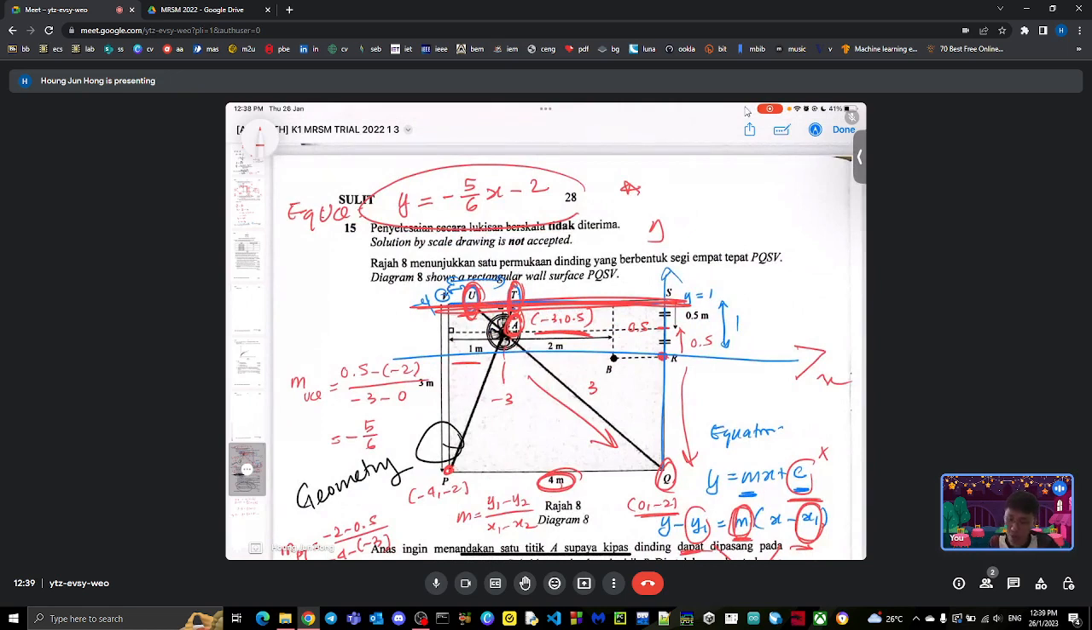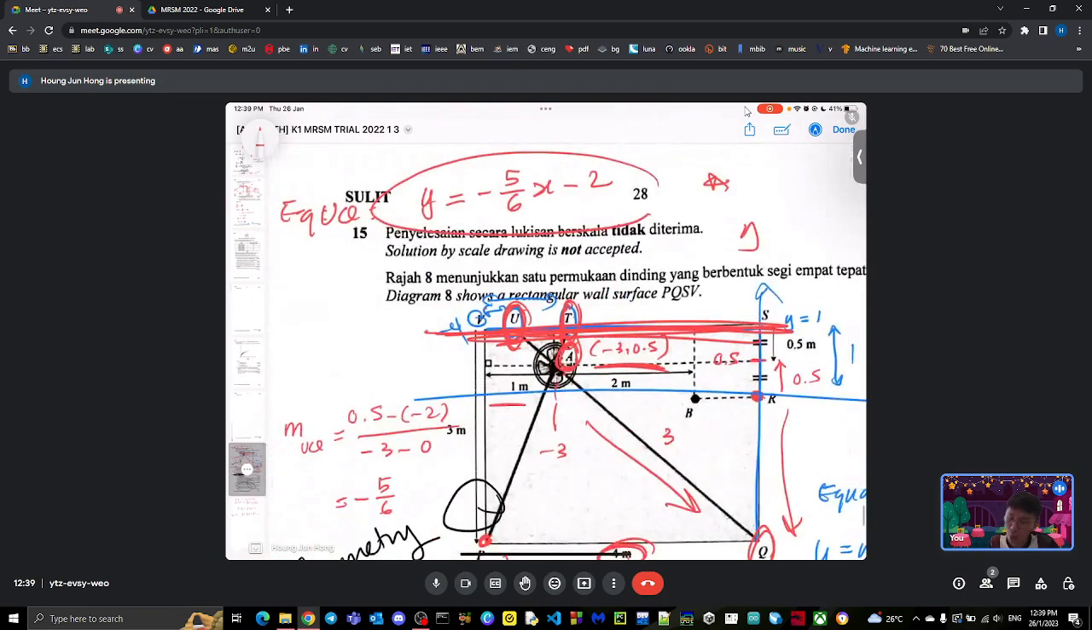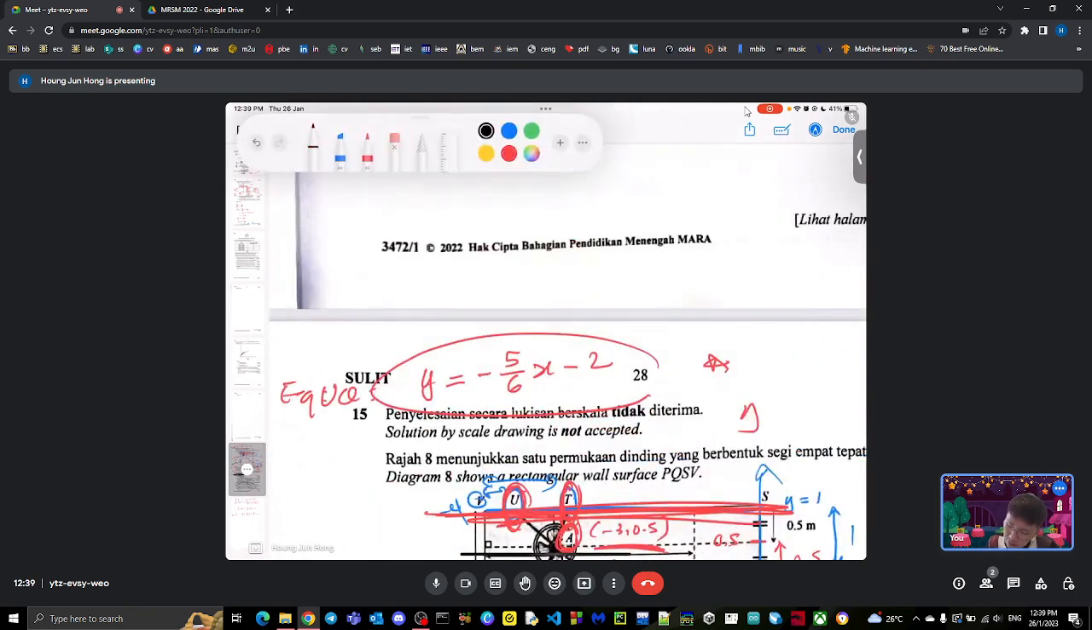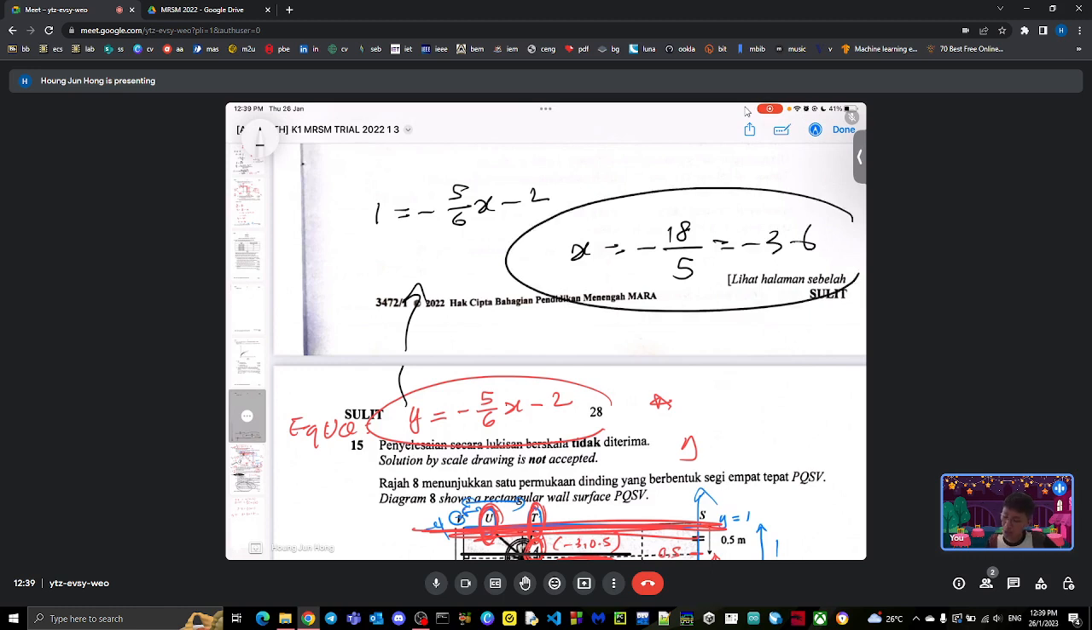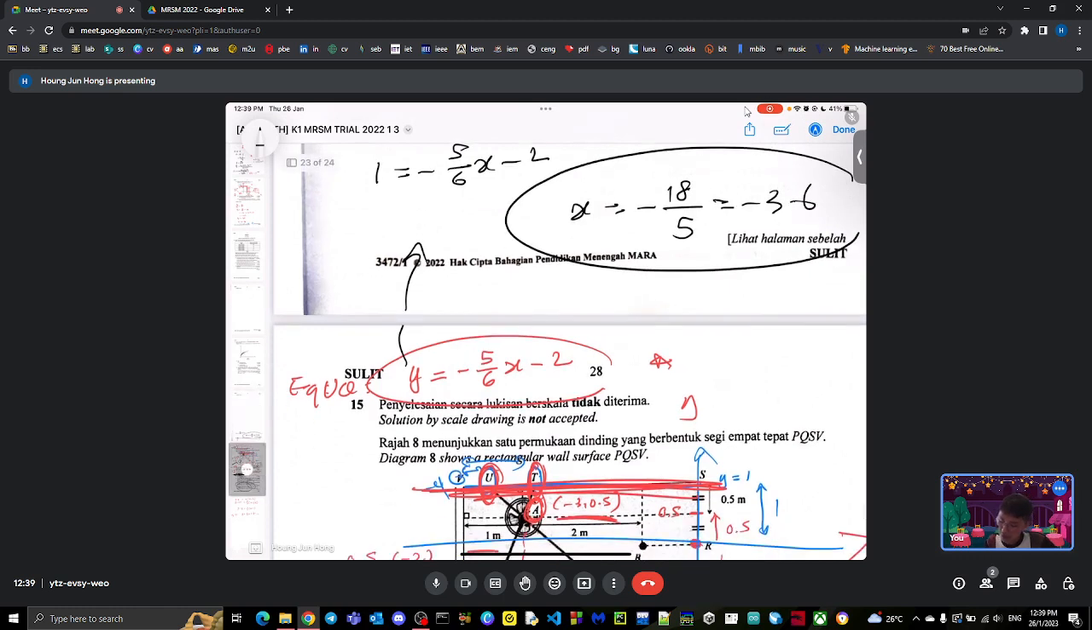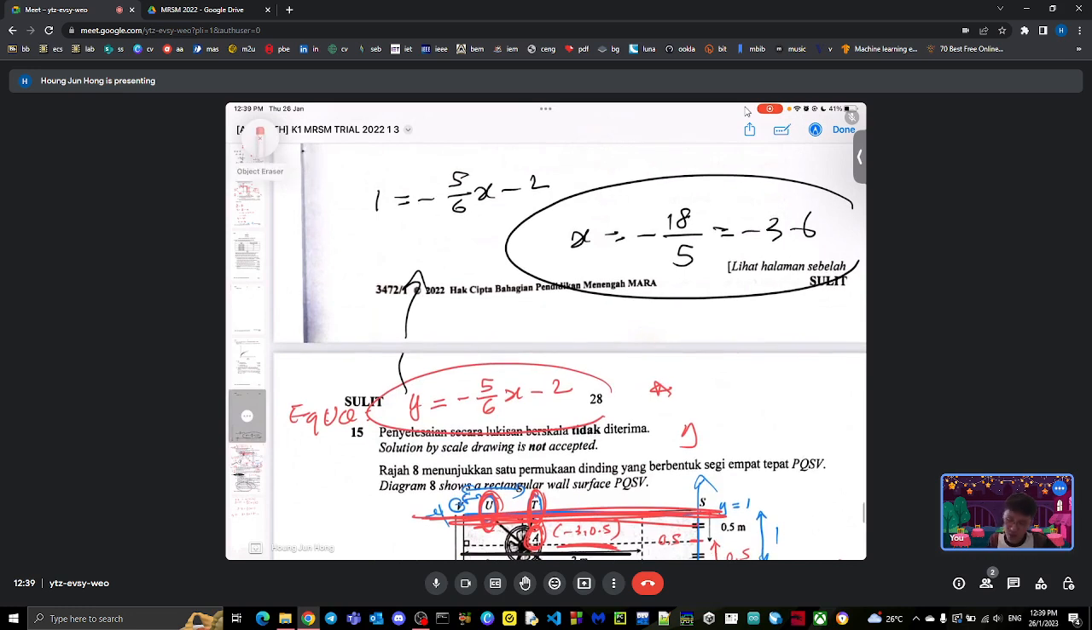In this case, it's quite simple because we know that for this entire line, the y coordinate must be 1. So you just put 1 into both equations. 1 equals this, and then you do a little bit of math. So x equals minus 3.6 for your case of U. So the coordinate of U is minus 3.6, and y is 1. Okay, that's for U.